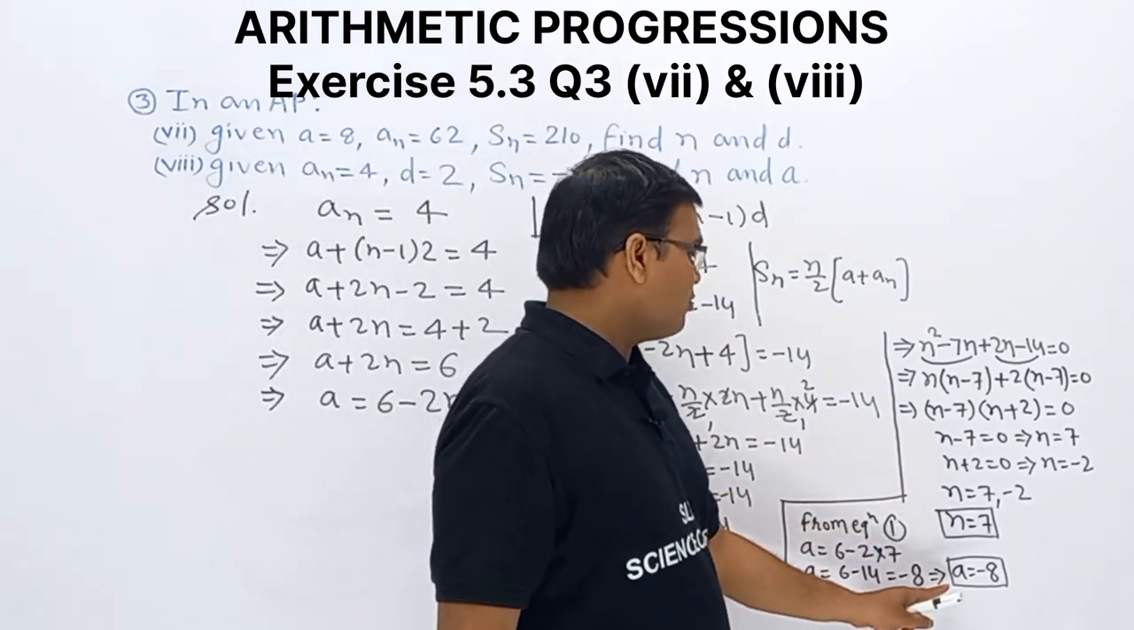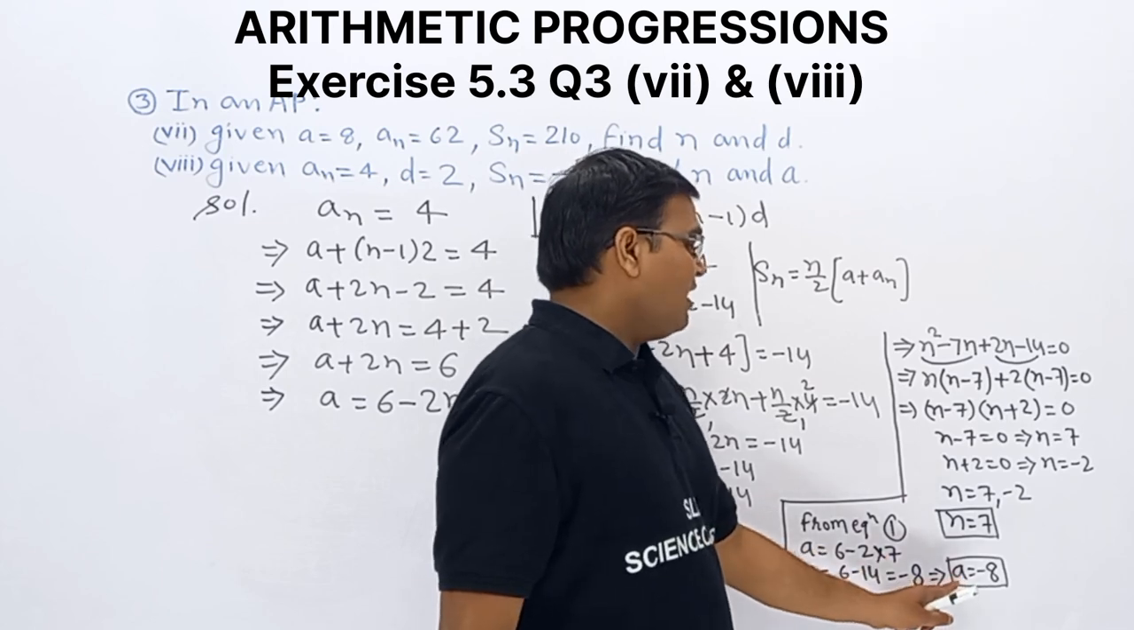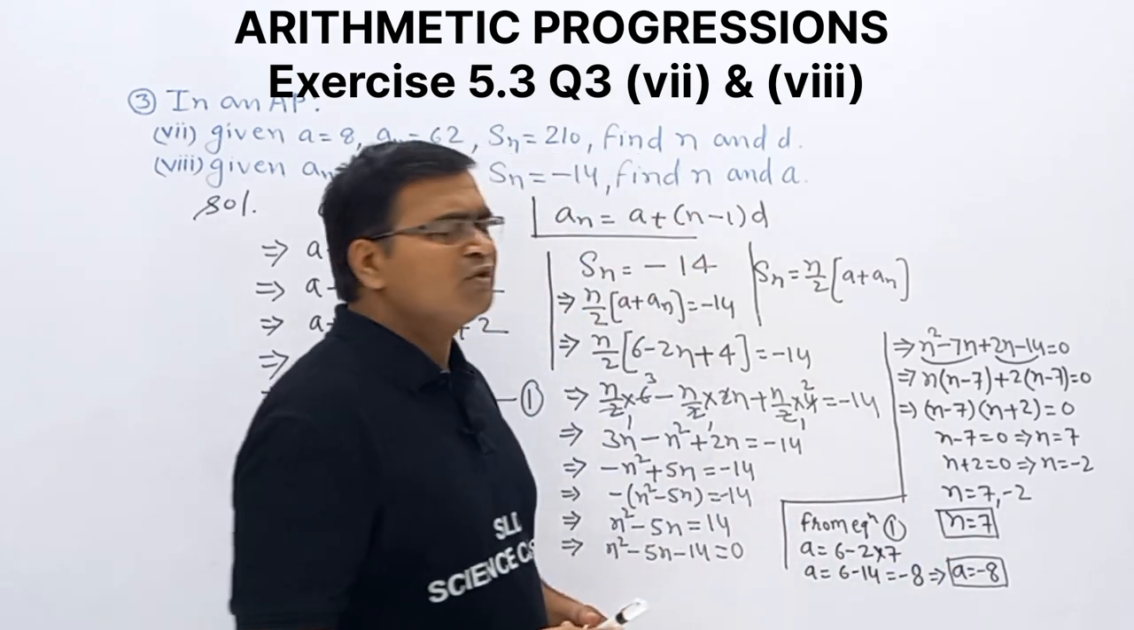So n equal to 7 is one required answer. Another required answer is a, and a equal to minus 8. So this is a simple question.